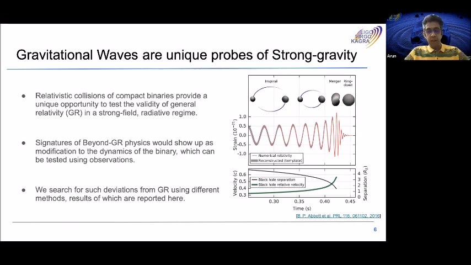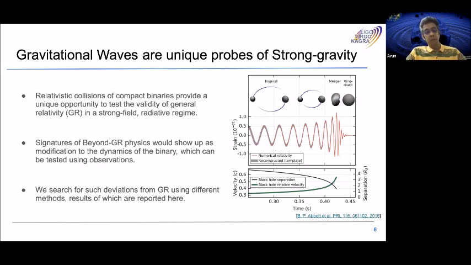At the bottom, you can get a typical velocity. So you can see that when these black holes merge, they merge at a speed close to that of light. So what we are seeing are actually relativistic collisions, if you can call them that, of compact binaries. And this indeed gives a new, unique opportunity to test the validity of GR in this extremely strong field and radiative regime. So what we are expecting is that if there are beyond GR physics signatures, it should show up as a modification to the dynamics, which we can track through the waveforms. We can track whether the dynamics is indeed consistent with the predictions of GR.